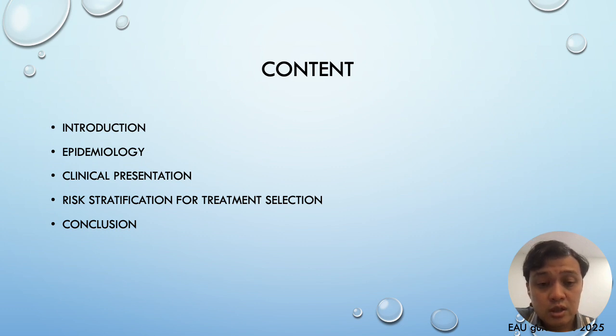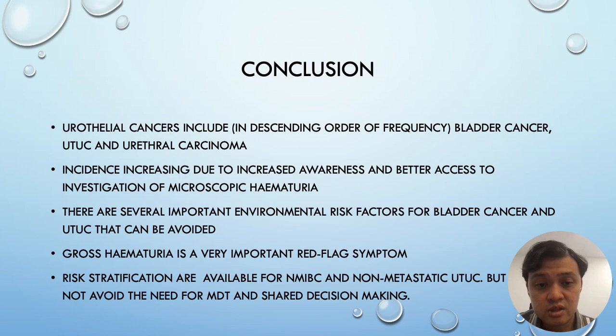So we've gone through introduction, epidemiology, clinical presentation, risk stratification for NMIBC as well as UTUC. To conclude, urothelial cancer includes, in descending order of frequency, bladder cancer, UTUC, and urethral carcinoma. Incidence is increasing due to increased awareness and better access to investigation, particularly for microscopic hematuria. There are several important environmental risk factors: tobacco, chemicals for both bladder cancer and UTUC, and these can be avoided to reduce the risk of bladder cancer.